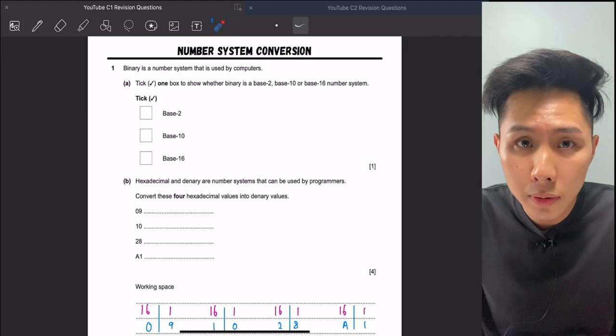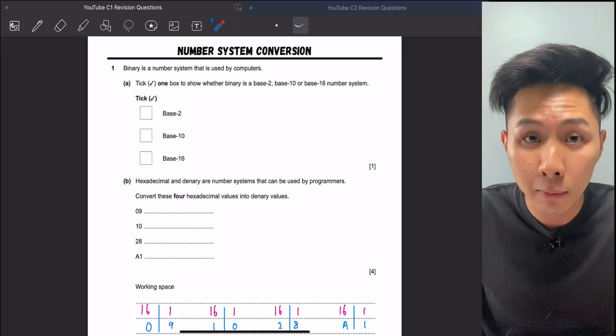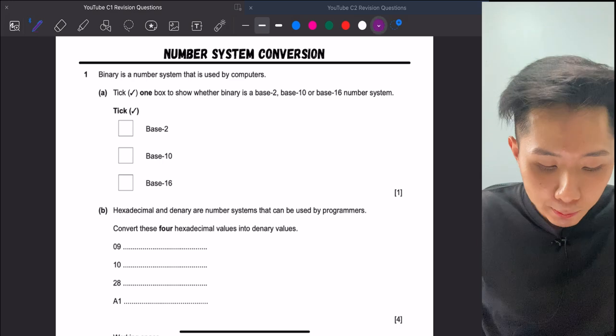So they would prepare you to sit for your IGCSE exam well. All right, so let's proceed.